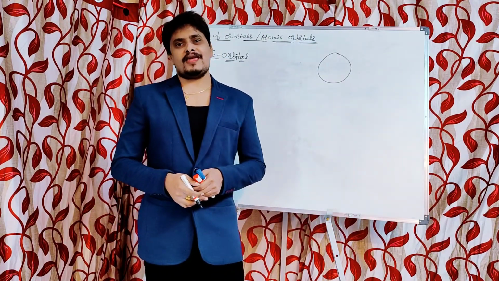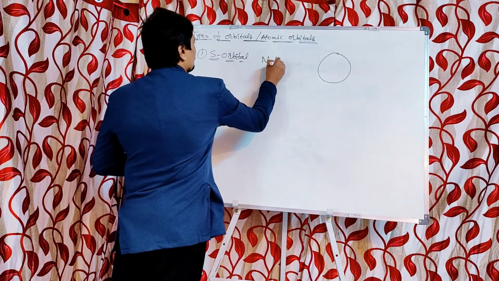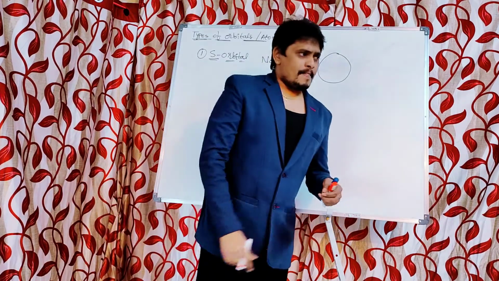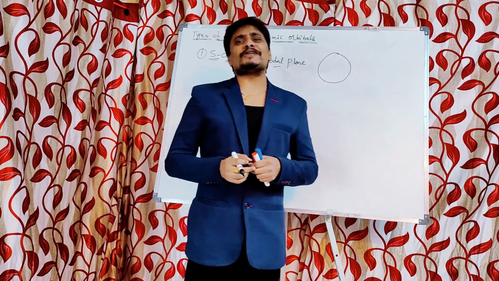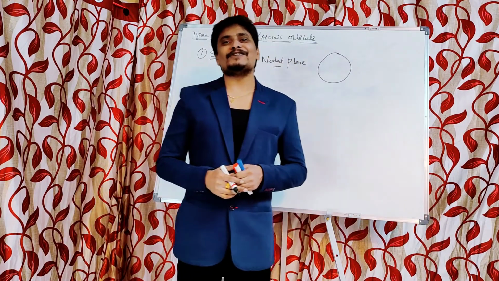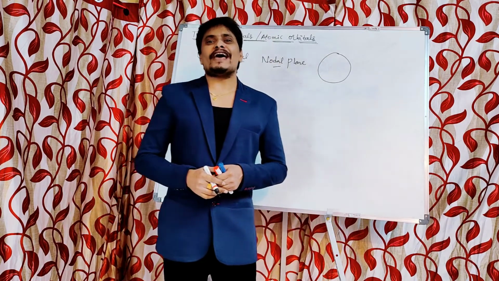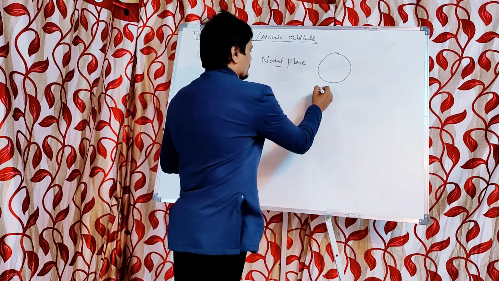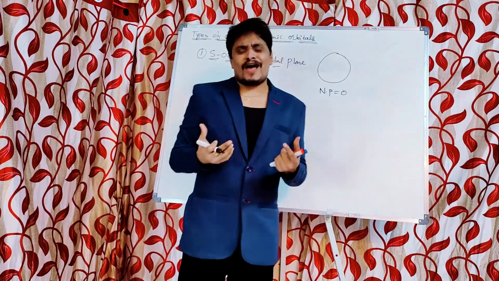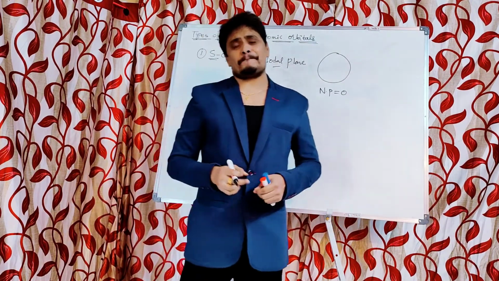Now, what do you mean by nodal plane? The plane where the probability of finding the electrons is 0 is called the nodal plane. And in the case of the S orbital, the number of nodal planes is 0. Just think of it, why? What could be the reason why the nodal plane is 0 in this particular S orbital, which is spherical in shape?